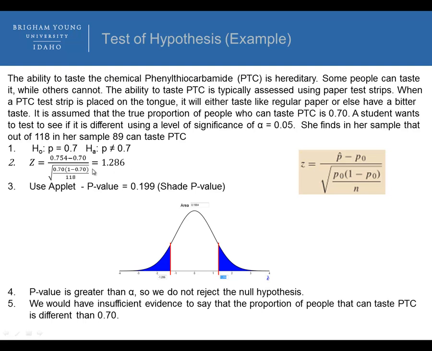So we can do this by hand, where we could take the 89 divided by 118 and get our sample proportion, minus the null hypothesis, and divide it by the standard deviation, where it's the square root of our null hypothesis times 1 minus our null hypothesis divided by our sample size, which is what you see here in this formula. We get a test statistic of 1.286. And then we can go to our applet, like what you see here, type in that test statistic and press enter, shade both sides, and then get our area up here. So we get a p-value of about 0.199. It looks like here you could argue it would be 0.198 depending on how you got here.